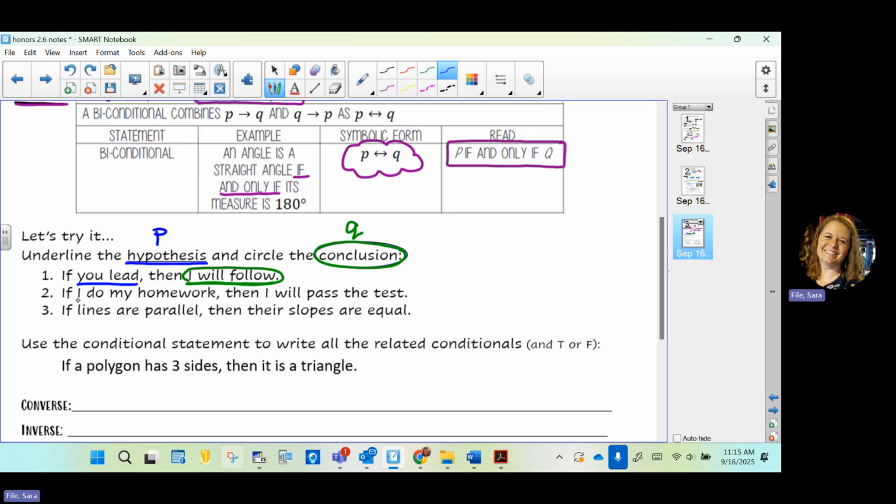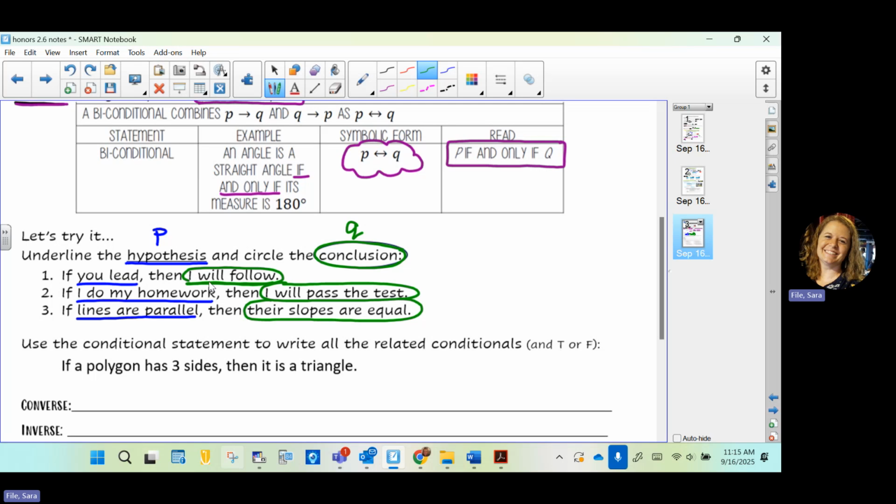"If" is not part of it. It's what comes after if. So I do my homework. And then what is my Q? What is my conclusion? Okay, what is my hypothesis in 3? And my conclusion? Very good. Do we get the idea of identifying P and Q?